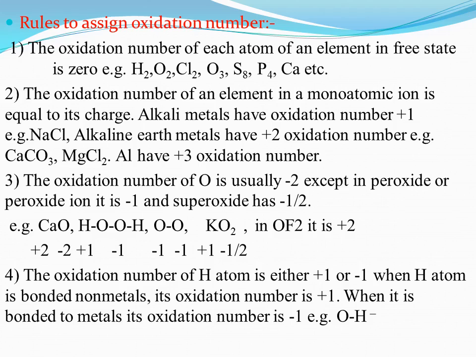Third rule, the oxidation number of oxygen is usually -2, except in peroxide or peroxide ion, it is -1, and in superoxide ion, it is -1/2. Example, in CO, it is -2. In hydrogen peroxide, the oxidation number of oxygen is -1. In O2 2-, it is -1. In KO2, it is -1/2. In OF2, it is +2.